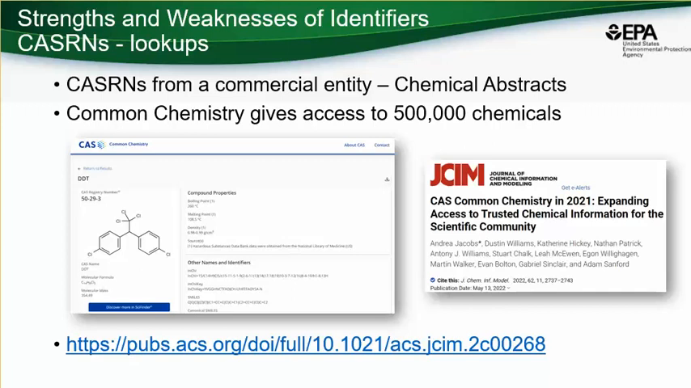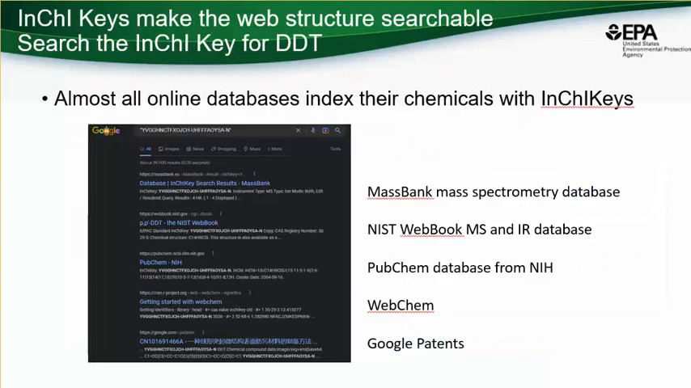CAS registry numbers, incredibly powerful in commerce, and CAS has done a great job at making these available of late for a very limited subset of the hundreds of millions of chemicals that they have. We have 500,000 chemicals now available on Common Chemistry. This was released in 2021. There is a publication detailing this, and if you search here for the CAS number, you will find the structure, lots of details such as other names and identifiers. We gratefully thank CAS for doing this work for us.